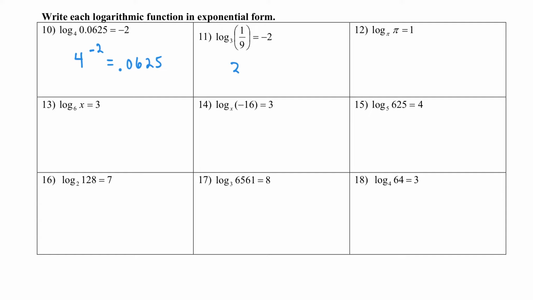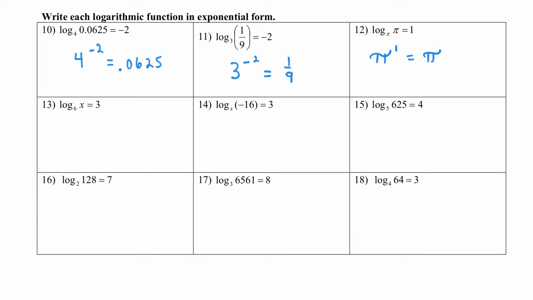Number 11, we have log base 3 of 1/9 is equal to -2. So we know that the base is 3. We notice the -2 is the exponent, and you have 1/9. Number 12, we have log base pi of pi is equal to 1. Remember that pi raised to the 1st power is pi. This is a property, right?